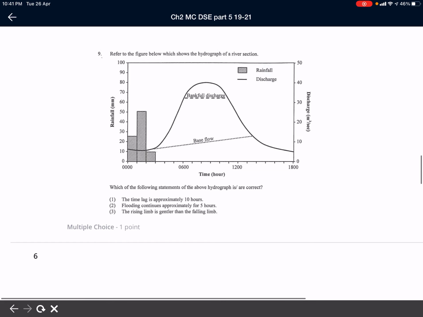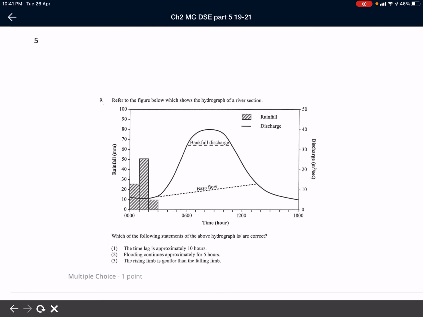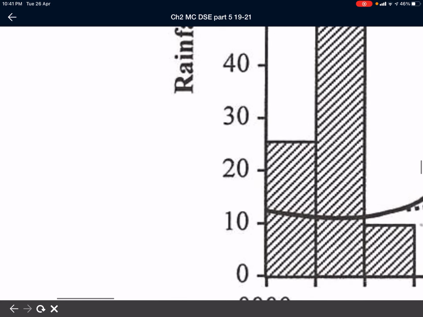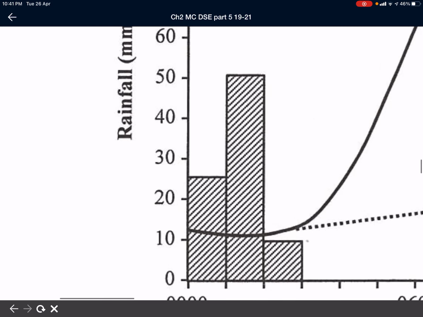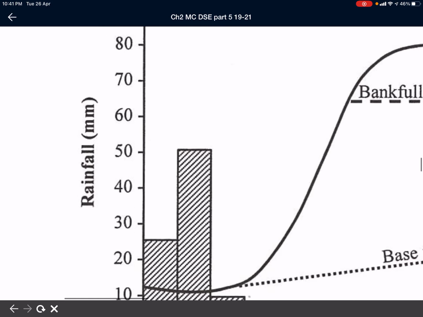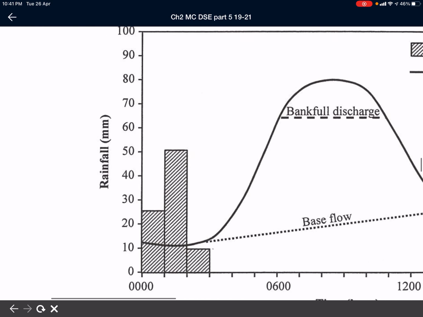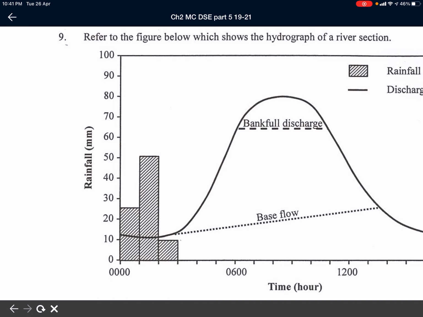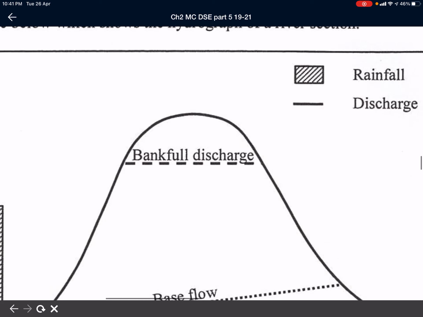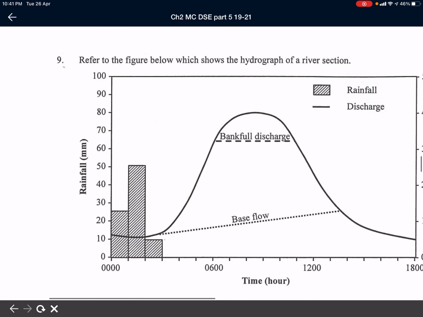For here, be careful. I have told you so many times as well. We're talking about the time lag. Time lag is talking about the highest rainfall right here, not here. I don't want you to calculate from here. I want you to calculate from here, from the time of the highest rainfall minus the time of the highest discharge, which is here.